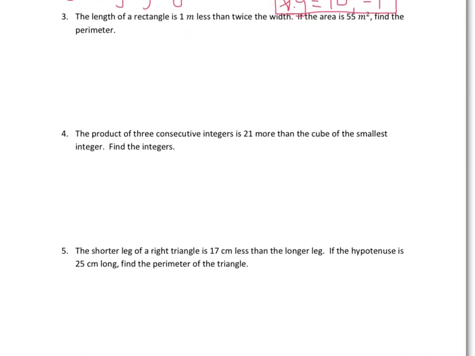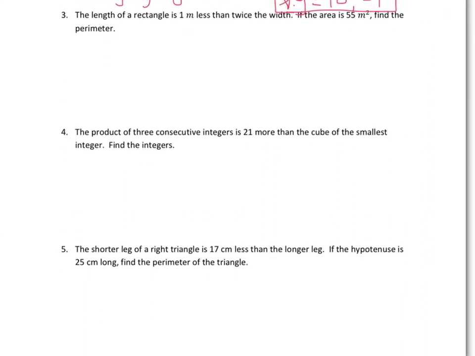Next one, some geometry stuff. We get the length of the rectangle is 1 meter less than twice the width. Probably want to draw this. So let's call the width x, and let's make the length 2x minus 1. The length is 1 meter less than twice the width.